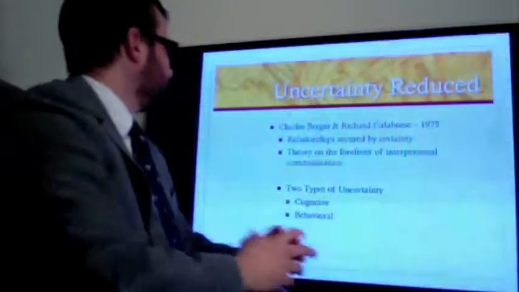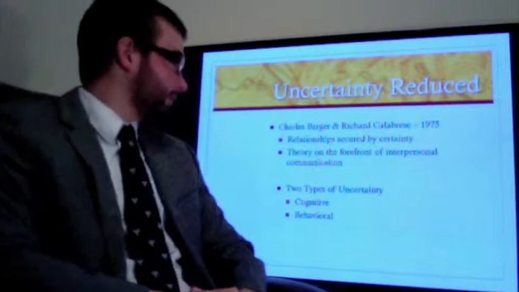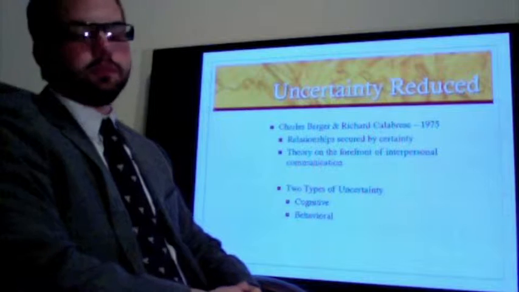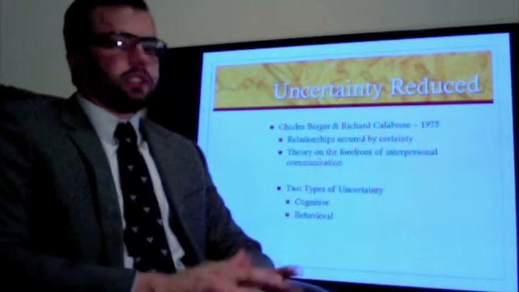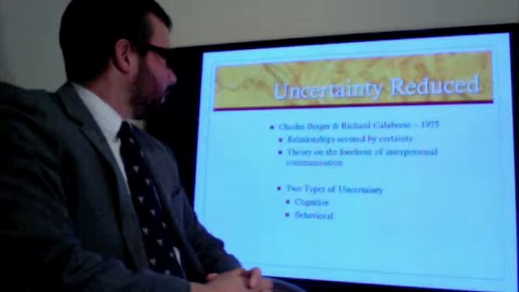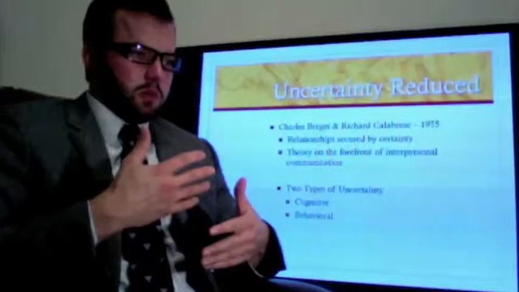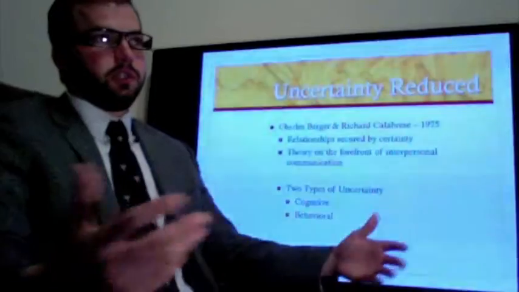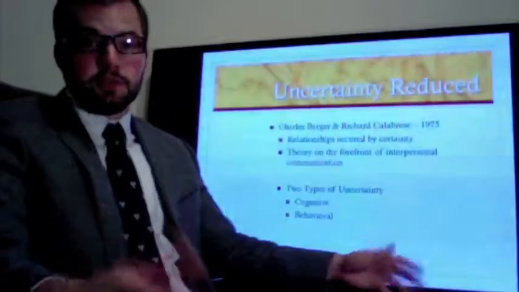Uncertainty reduction theory was first introduced by Charles Berger and Richard Calabrese in 1975. This theory is a theory within the interpersonal communication realm. Really, URT, I'll refer to that now and in later slides, just gets into relationships and reducing the uncertainty within the relationships to sort of secure a more certain future, if you will.